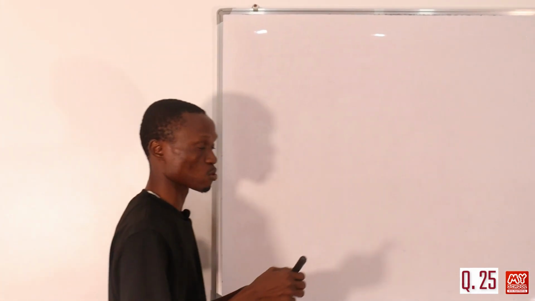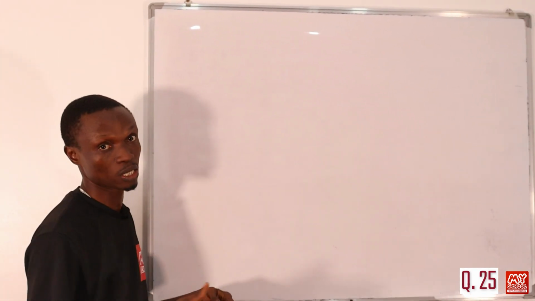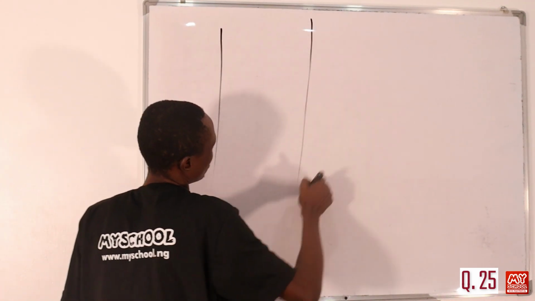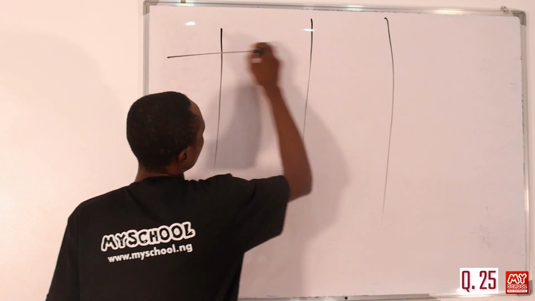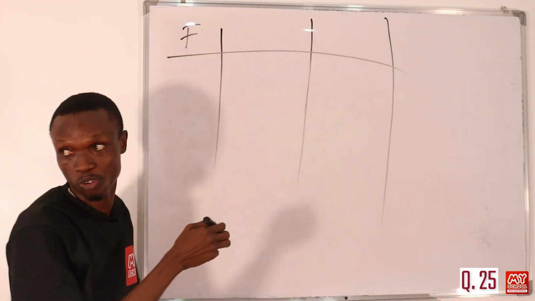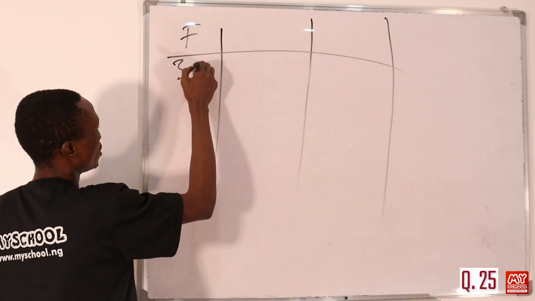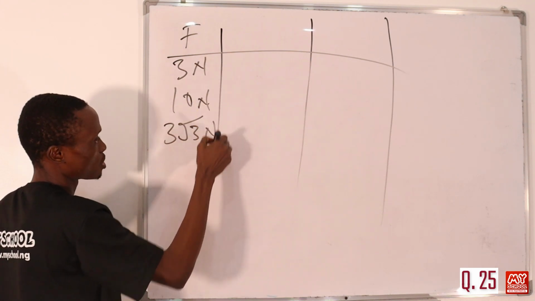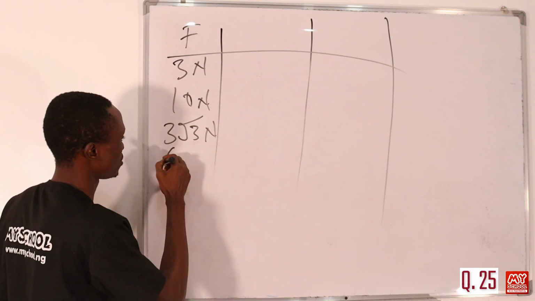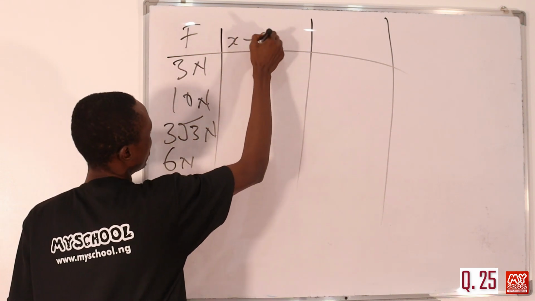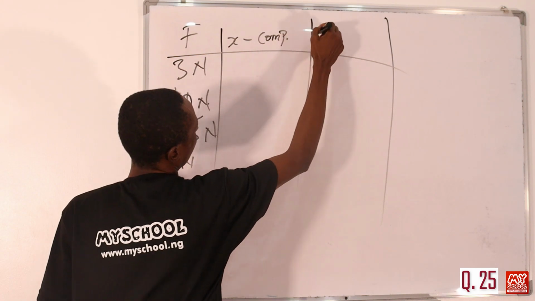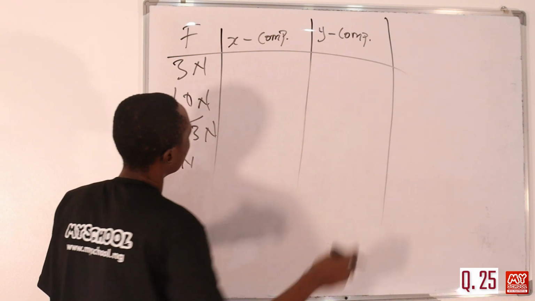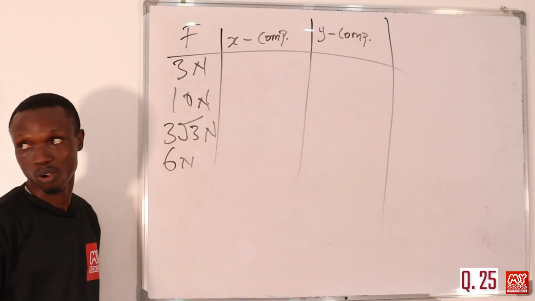So to do this, we have to resolve the forces into their x and y components. Okay, so let's draw a table. So here will be for the forces. The first force that was mentioned there is 3 Newton, then we'll have the 10 Newton, then the 3 root 3 Newton, and the last one is 6 Newton. Okay, so let's take here to be for the X component and here to be for the Y component. So we have to resolve these forces into the X and Y components.